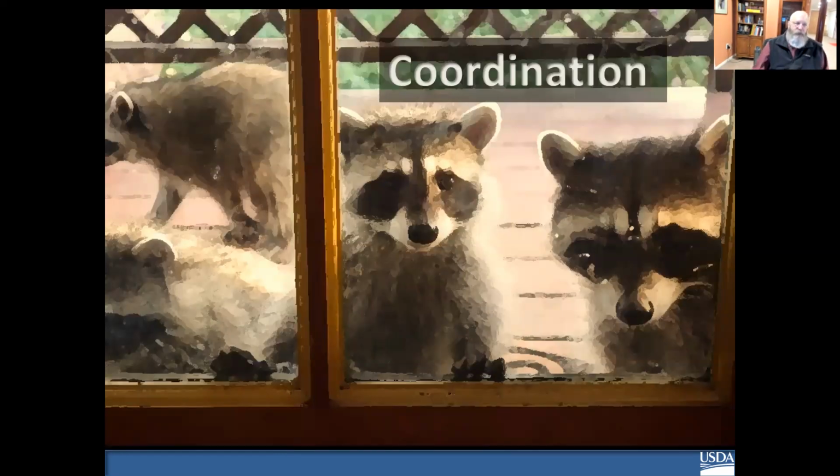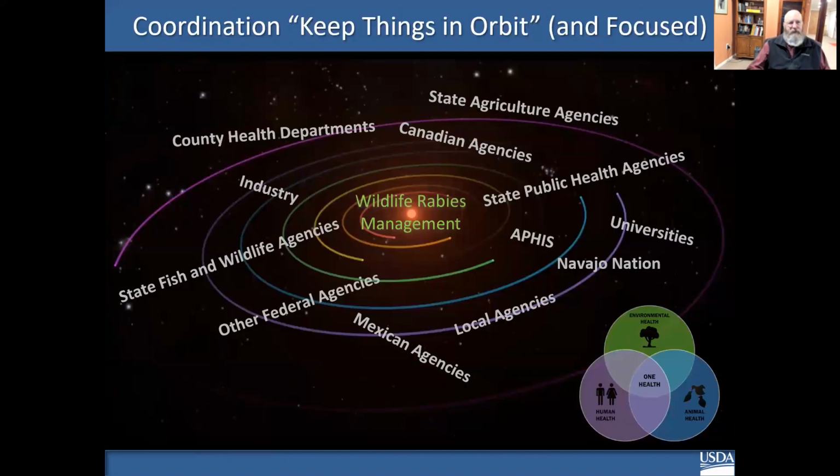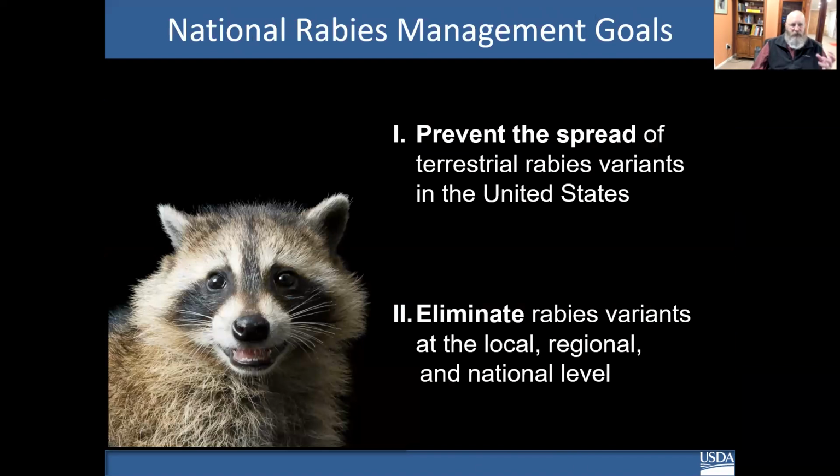It takes a lot of coordination to pull this off. There's collaboration among states, 18 states, and cross-border collaboration with Canada and Mexico. It's a lot of just keeping everything in orbit. Lots of different players are involved, and we love that. I think it makes for a really good collaborative effort over time, where we can really focus on the goal of preventing the spread and ultimately eliminating rabies variants at the local, regional, and national level.